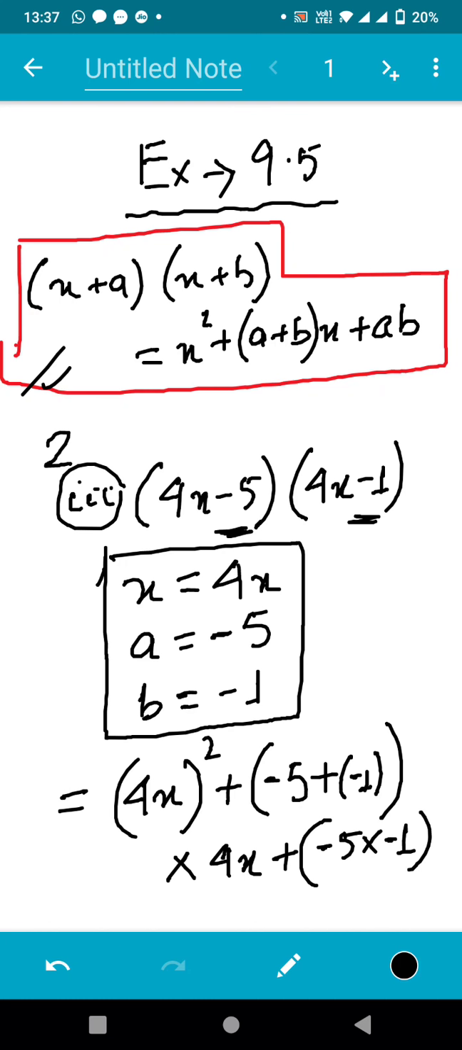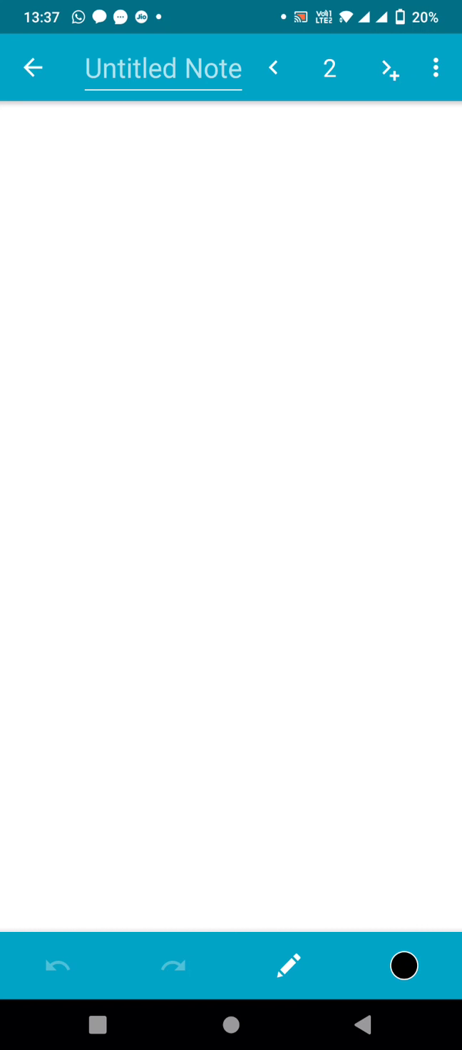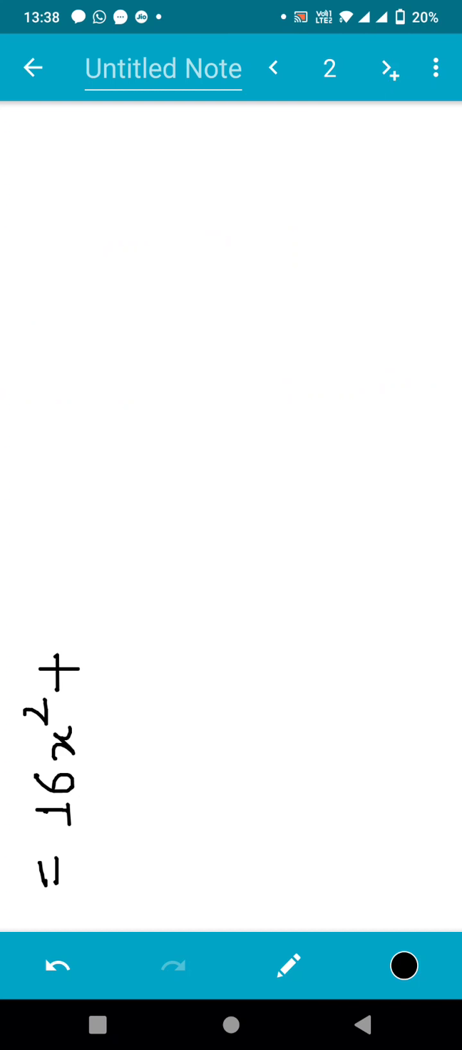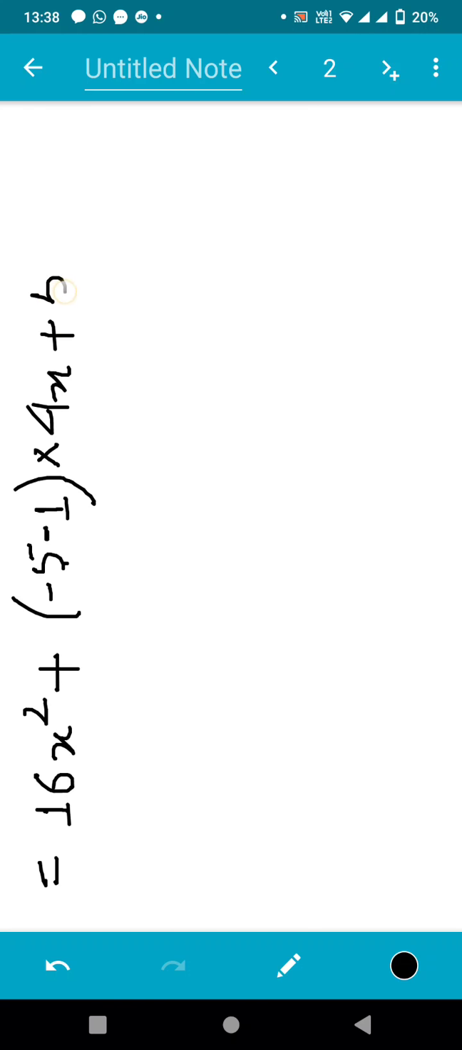Now the first value is 4x whole square, so we'll write it this way. 4 square is 16, and the square of x is x square. Now we'll give a plus sign. See, minus 5, so plus minus is minus. So in the next step, minus 5 plus minus 1 is minus 6, we'll write minus 6 into 4x. And what is minus 5 into minus 1? Minus 5 into minus 1 will give you plus 5.